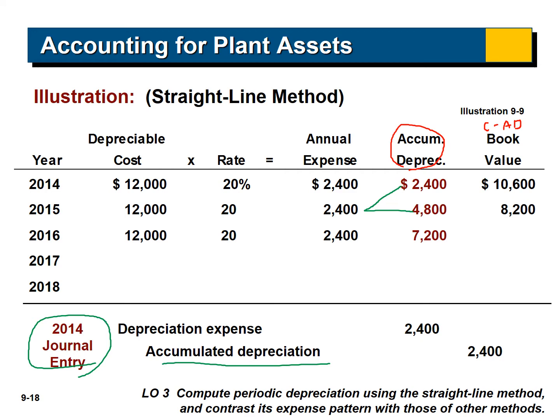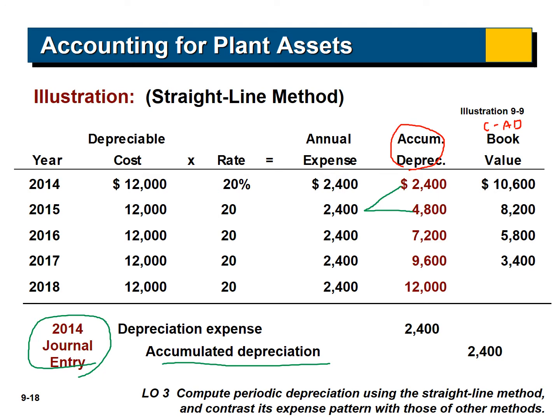Add in another 2,400, and notice that we do the same every year. And what's going to be my accumulated depreciation? Notice what it is. When I add up all of my depreciation expenses, I'm getting back to my original depreciable cost. And what's left at the end? The salvage value. But the main point here is every year it's the same.